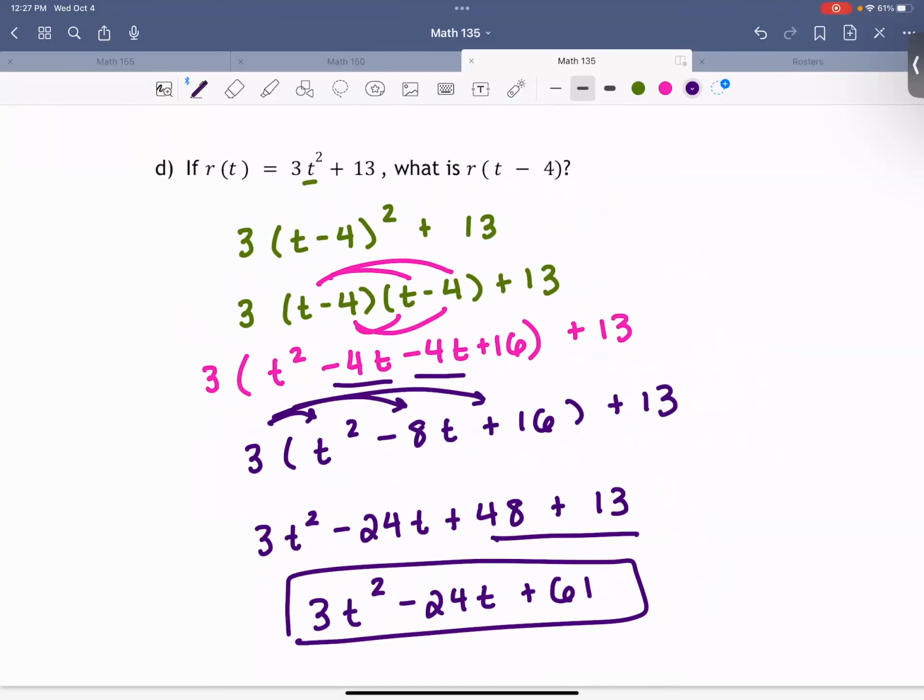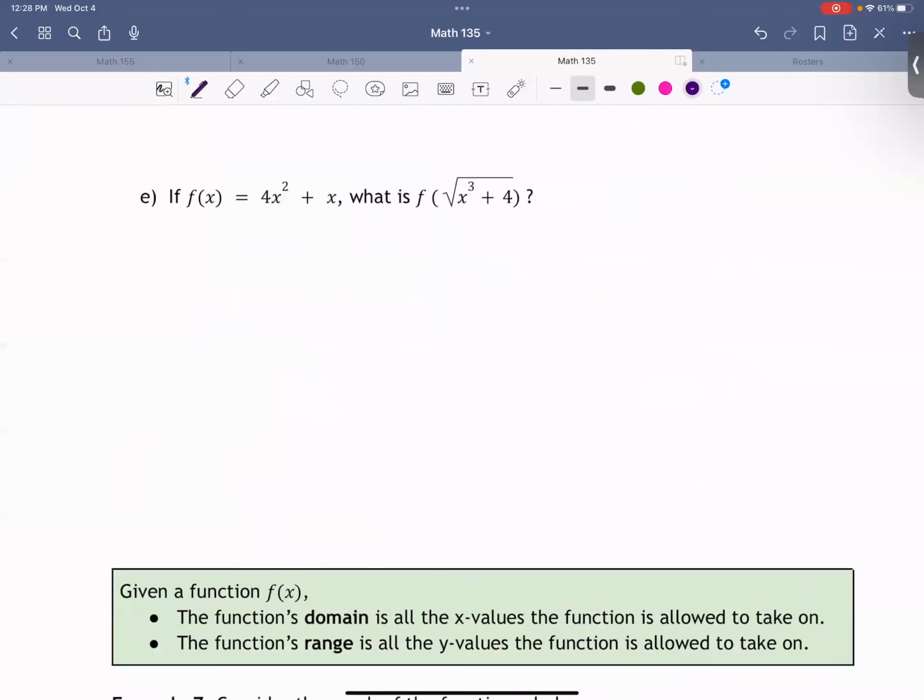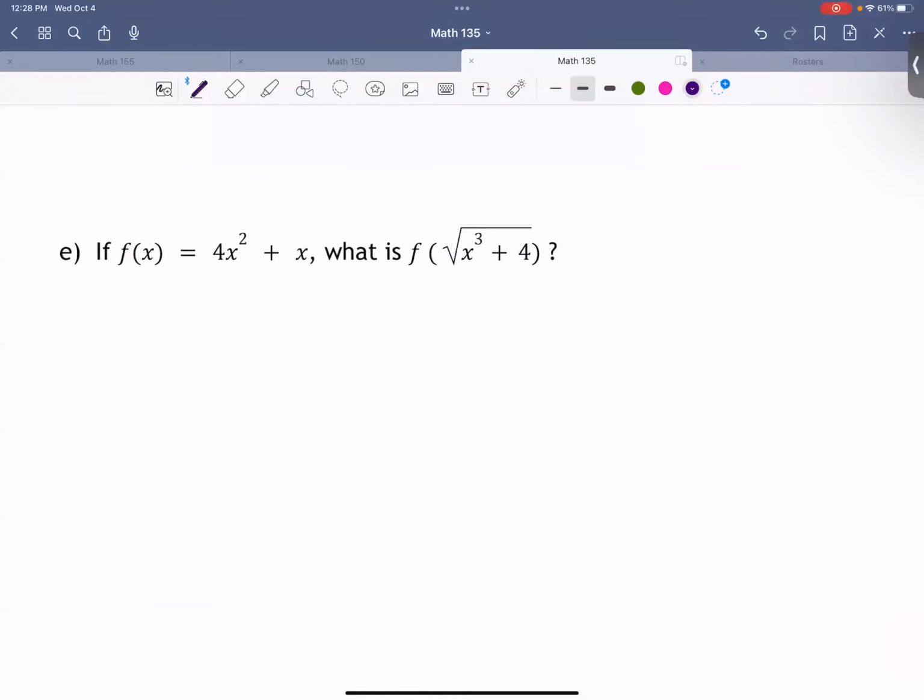All right. Lots of steps going on there, but I think we were all on the same page as I was walking around. Any questions before we go to the last one? All right. Let's go to part E. Part E, we have f of x being 4x squared plus x. This time we have that pesky square root, which actually makes things easier a lot of the times.